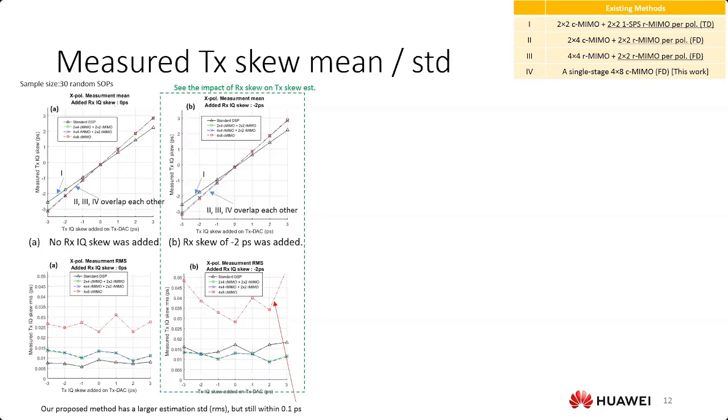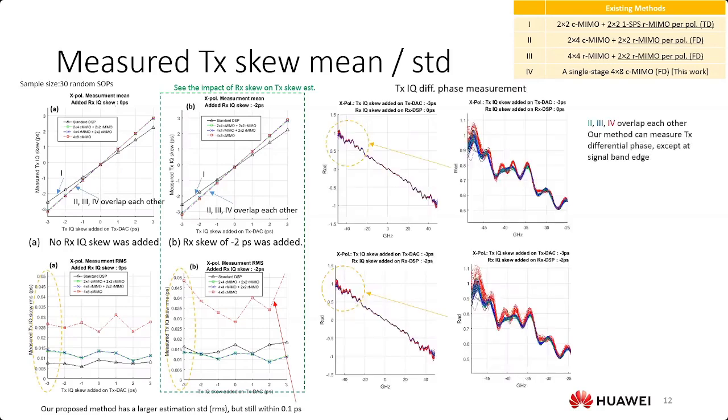Still, although we see a large standard deviation, it is within 0.1 picosecond over 30 random SOPs. We are very interested in why we see a standard deviation higher than other methods. So we pick the extreme case, which is at -3 picosecond transmitter skew, and go back to see its differential phase. Basically, we see our result, the red curves, aligned with other existing methods, except at the high frequency edges, at the signal band edges.